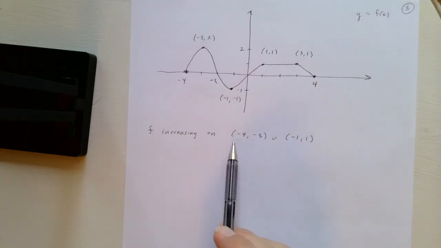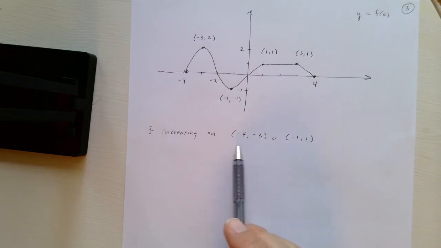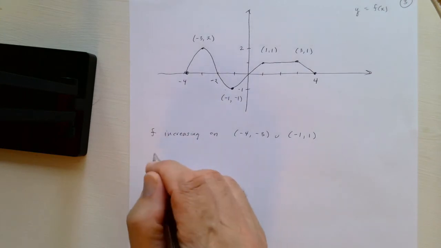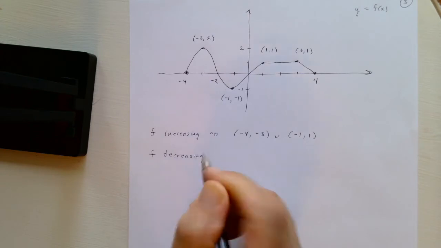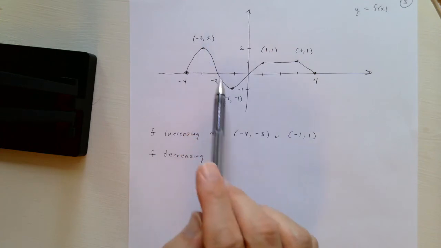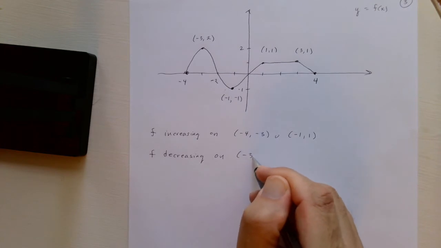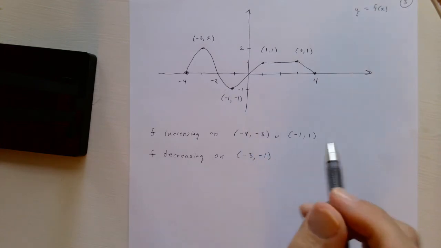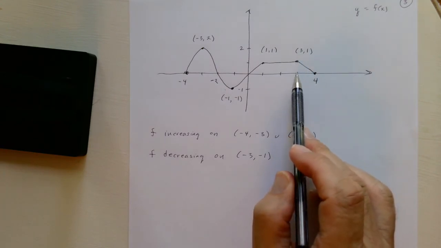We usually use open brackets here when we give the intervals because we don't really want to say something is increasing at a point. So it really doesn't matter if you include the endpoints or not, but we usually just use open intervals here. We would say f is decreasing. Well, where is it? It's obviously decreasing from here to here. That's when x equals -3 to x equals -1. And we can also see it's decreasing from this point to this point. That is the interval 3 to 4.